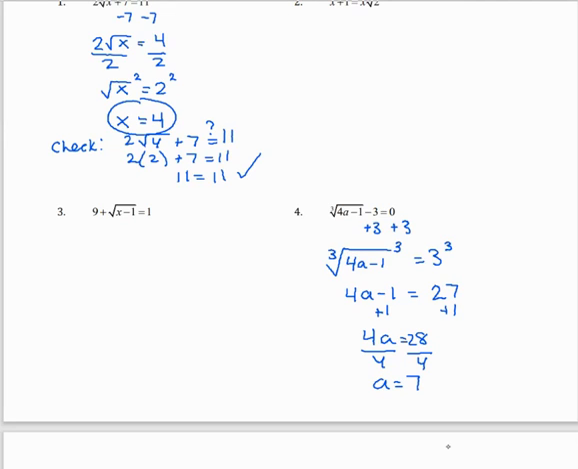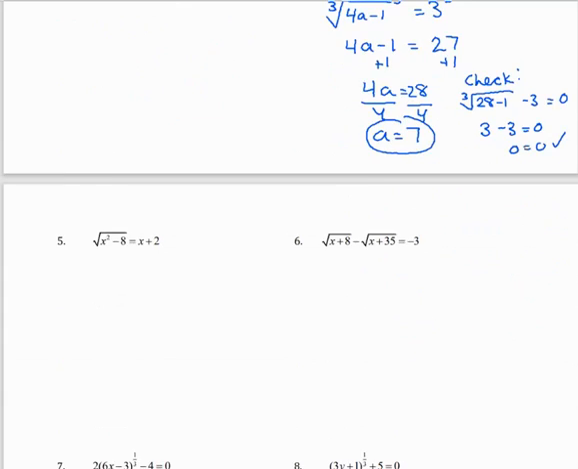This time around, it's not as important for you to do the check because we have a cube root, and having negatives is okay inside. But just out of habit, we may as well, and then you can always make sure that you're actually doing it correctly as well. So we want to know, does the cube root of 28, right, 4 times 7 minus 1, and then minus 3 equals 0. So we get the cube root of 27 is 3, and 3 minus 3, yes, that does give us 0. So a equals 7.